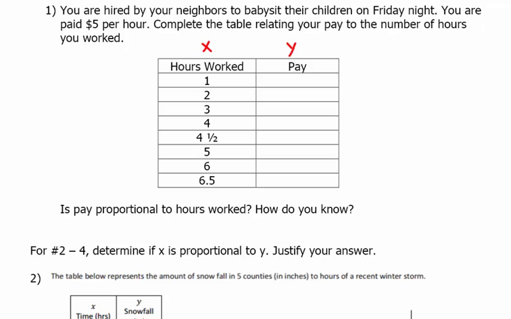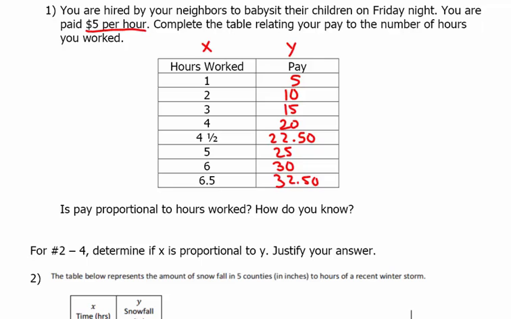So if I work 1 hour, I get $5. This is my unit rate. 2 hours would be $10, and so on. So I'm multiplying each one by 5. This one is 20 to 50. 5 times 5 is 25, and we continue on down, 30 to 50.